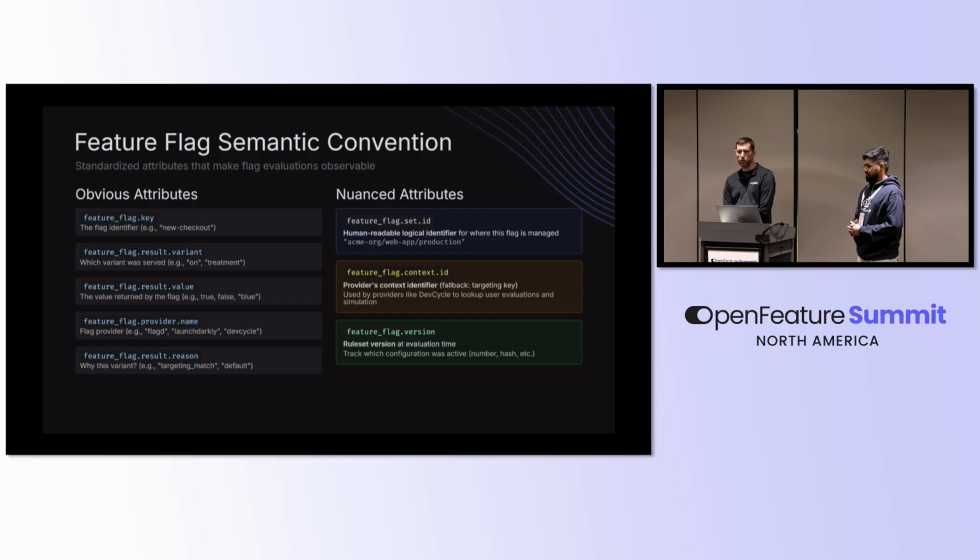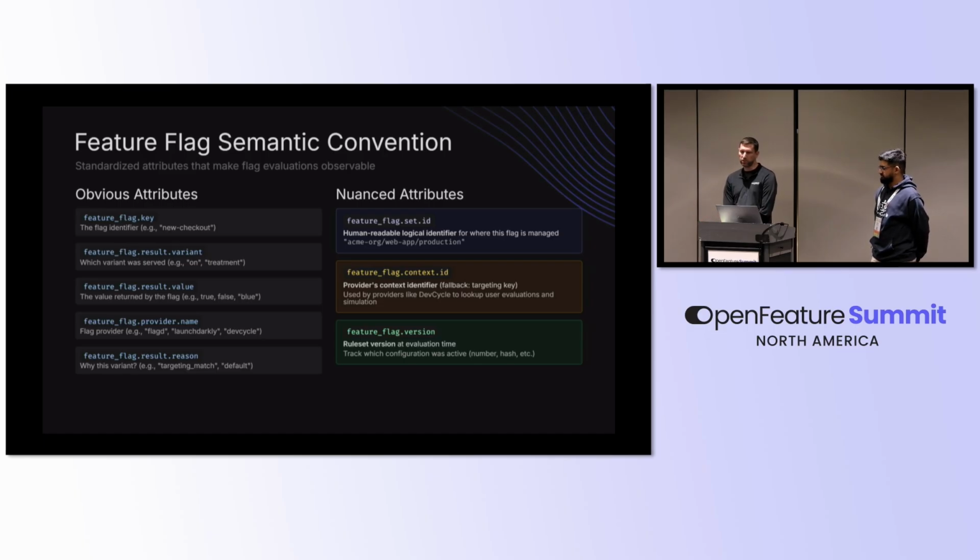Another nuanced one is the feature flag context ID. This is the value you'd usually use in your hashing algorithm to pseudo-randomly distribute your requests. You can use that to replay the state of the flag at that time and see what percentage or bucket this request would fall into.